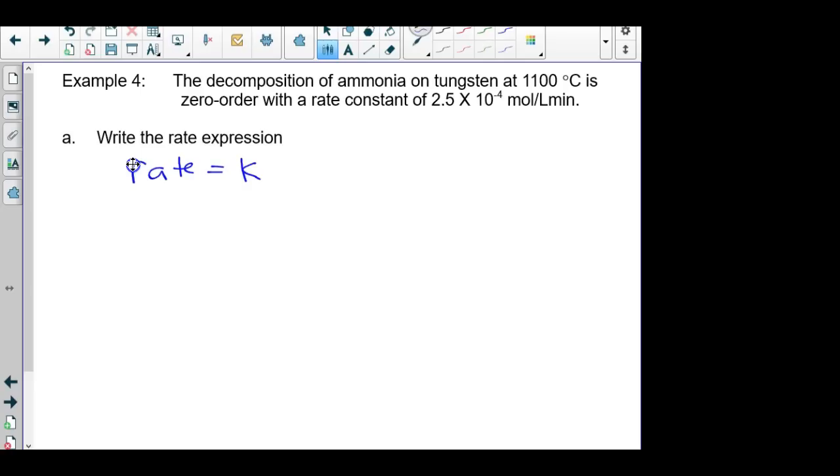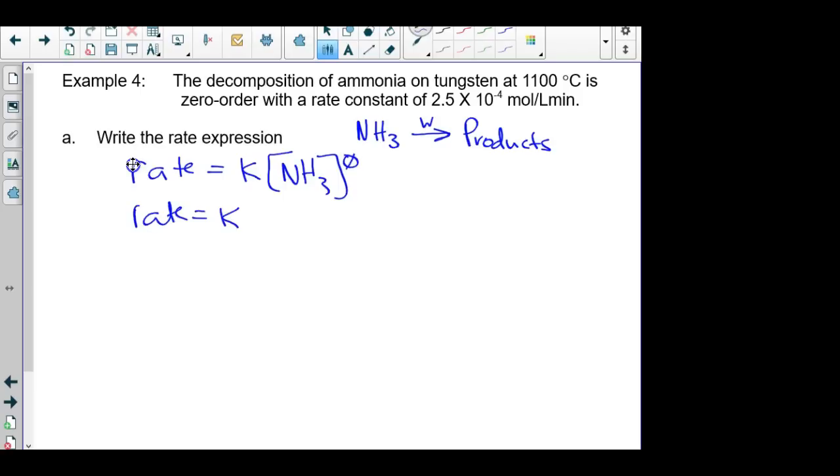Remember, we need to write out the word rate. Now, we've got to think about what the formula is. There's not one written. In case you don't remember, that's ammonia. When it says on tungsten, it just means it's used as a catalyst. And we don't even care about the products because we will be focusing only on the reactants in this unit. Okay, so because it says NH3 is 0 order, then anything to the 0 order would be rate equals K times 1, because NH3, ammonia to the 0 order, is going to be 1. So then rate equals K.